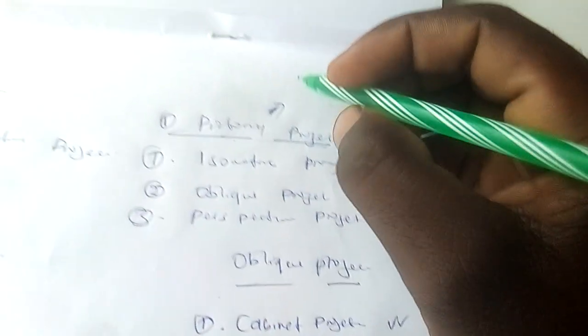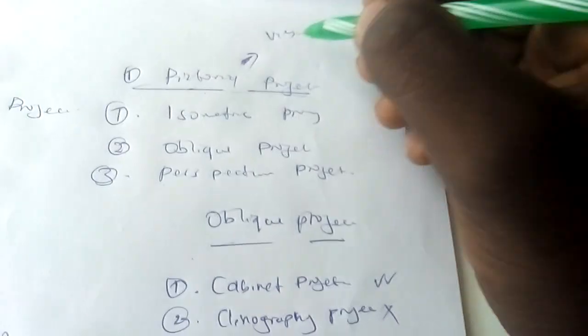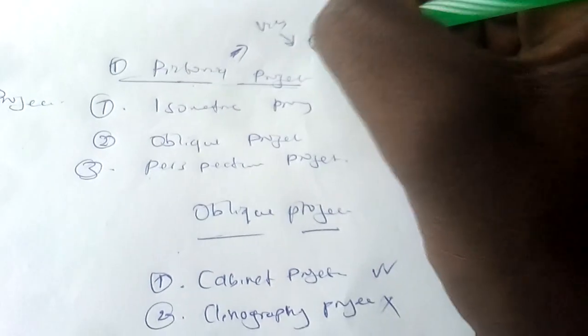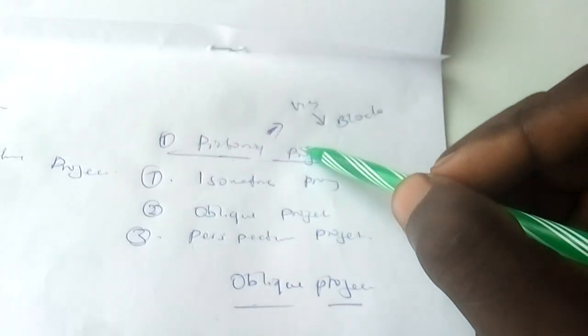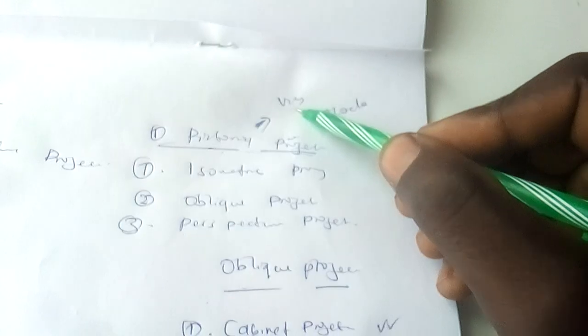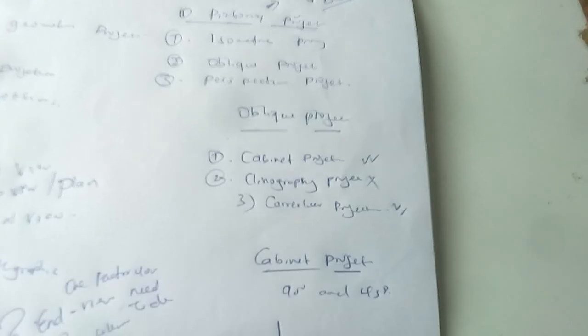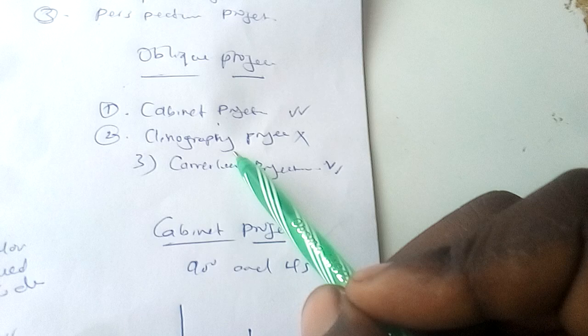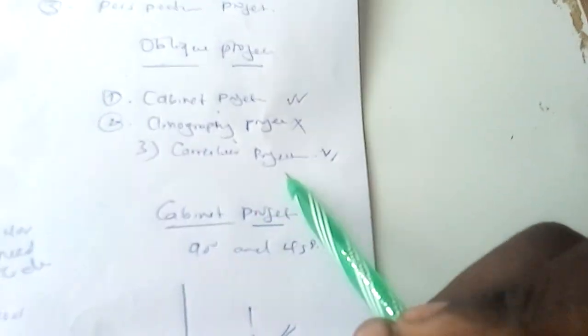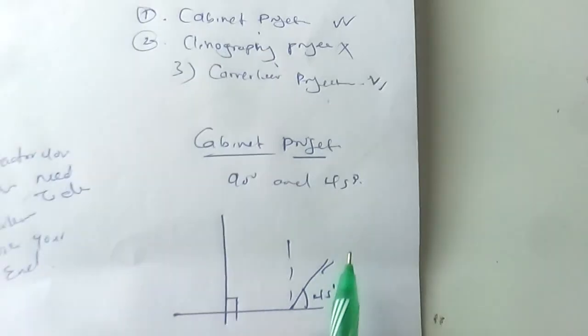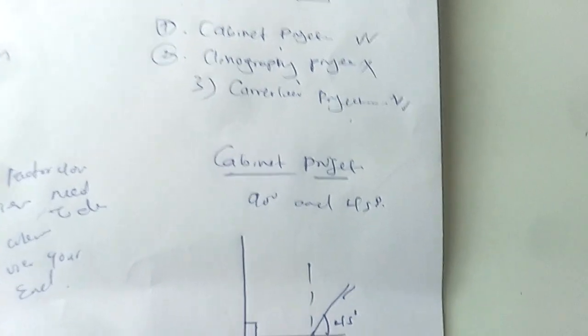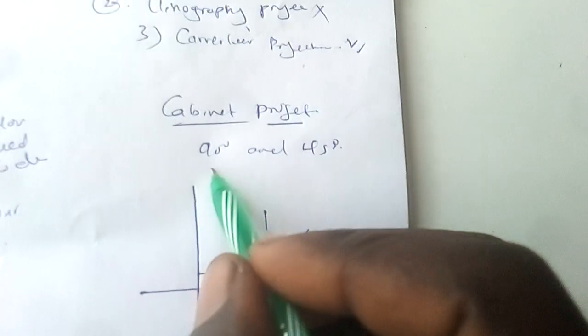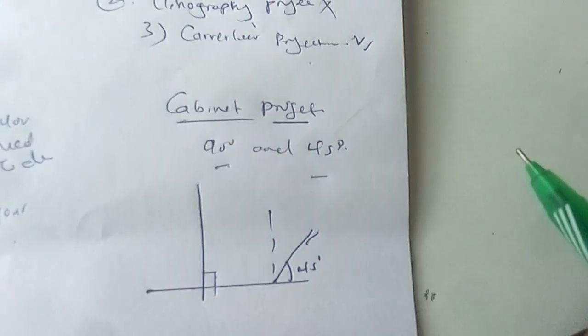In pictorial projection, you are now given views and you need to come up with a block. Now this is the pictorial projection. You are given views, then you need to come up with the blocks. And now let's come to our types of oblique projection, where we have the cabinet, the clinography, and the Cavalier projection. We begin with the cabinet projection, where the angle of inclination is 90 degrees and 45 degrees.